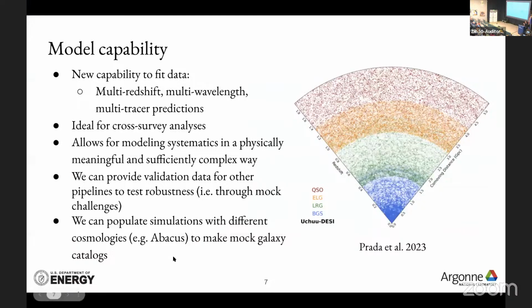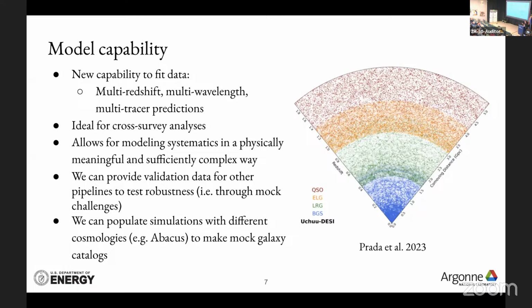So again, I want to emphasize that this modeling pipeline gives us a really new capability to make multi-redshift, multi-wavelength predictions simultaneously, which is really ideal for fitting different data sets from different simulations or from different surveys and for doing these cross-survey analyses. This model also allows us to model systematics in a way that is physically meaningful and complex. We are also able to provide validation data for other pipelines to test their robustness, which is really important as we continue to push toward higher order statistics and toward the nonlinear regime.